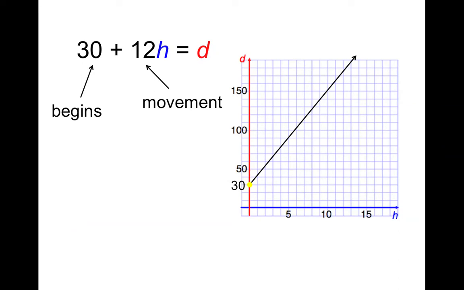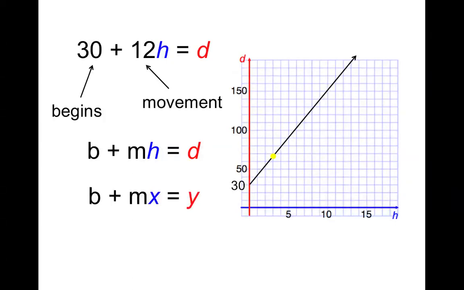We can think of the 30 as where the line begins, and the 12 as the movement of the line. The 30 is already on there. By movement, I mean if we work this many hours, we charge this many dollars. It's how fast it increases. It's typical to call that starting value B, and the movement value, the slope, M. It's also very common to call the horizontal change X and the vertical change Y.